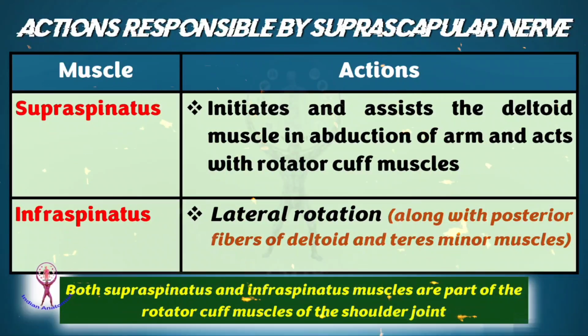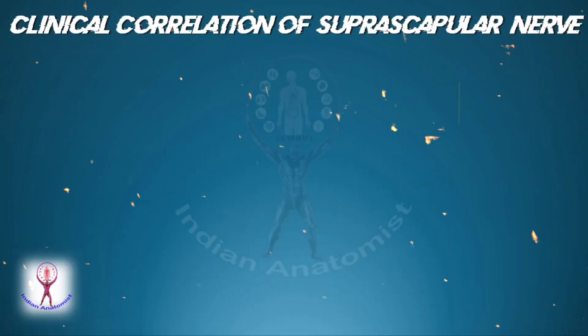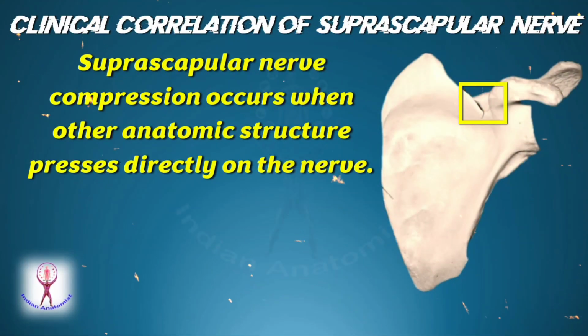Both supraspinatus and infraspinatus muscles are part of rotator cuff muscles of the shoulder joint. I will talk about the rotator or musculotendinous cuff in the next video. Now, the formation, course, branches, and distribution of suprascapular nerve is completed. What next is left out? Yes, the clinical anatomy of the suprascapular nerve.